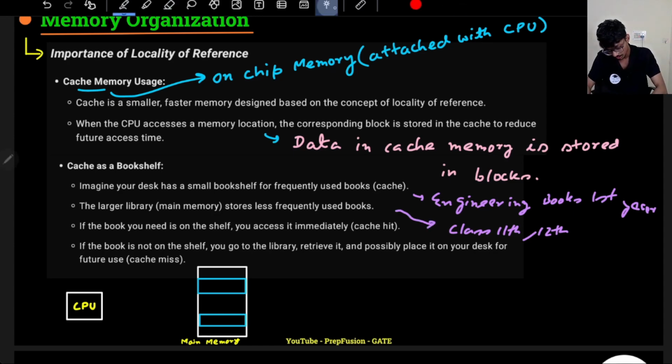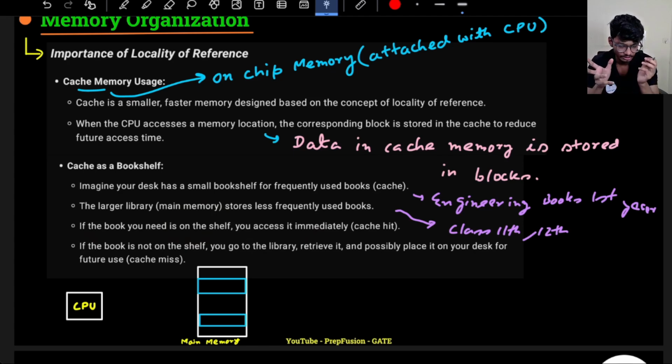If the book you need is on the shelf, you access it immediately. Now the important factor is, let's say you are at your table and you need a book. Which has the higher probability, you needing the engineering book or the class 11th or 12th book? You will say, sir, requiring the engineering book has the higher probability, because of course currently I am in first year engineering, so I will require a book from the first year semester subjects.